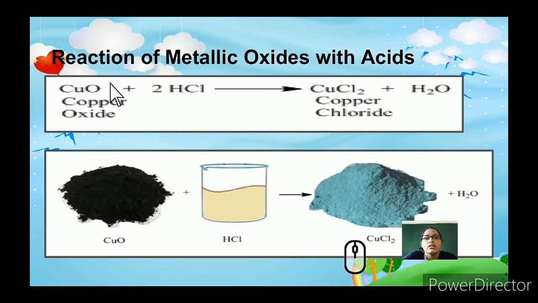So here you can see that copper oxide, CuO, when combined with HCl, that is hydrochloric acid, gives rise to CuCl2, that is copper chloride, and the release of water. Here you can see copper oxide is black in color, and when you add HCl, you get copper chloride, which is bluish green in color, and also the release of water.